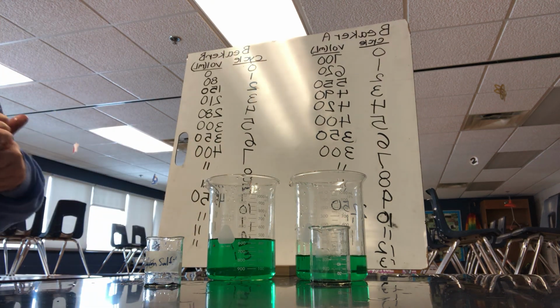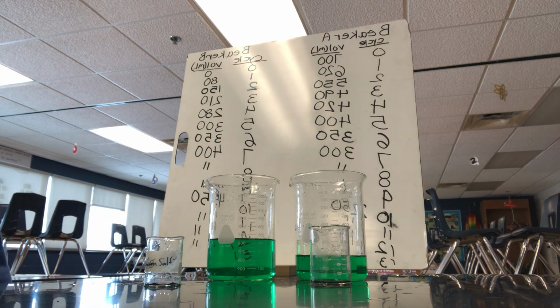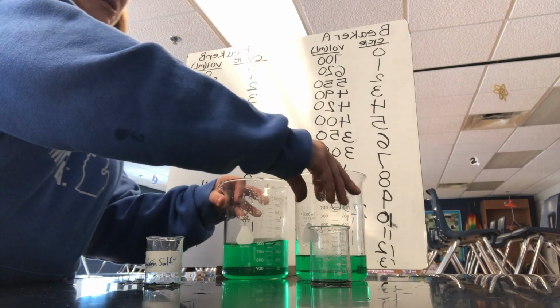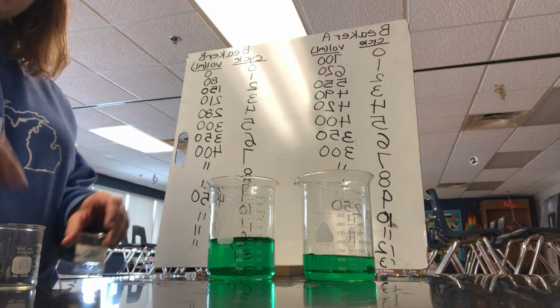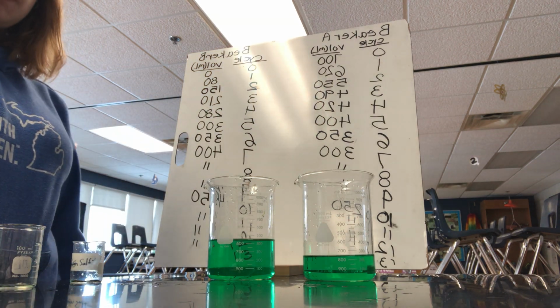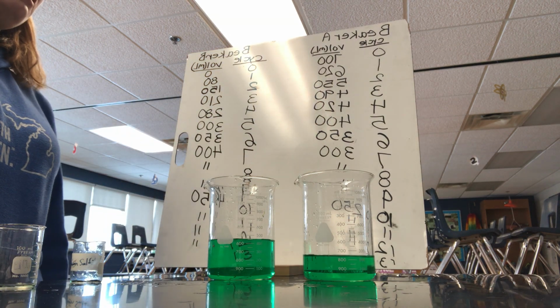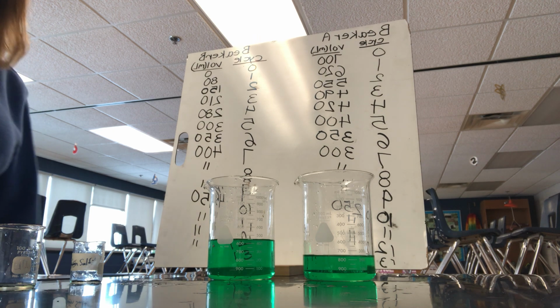All right, so that's our endpoint. It's said to continue until the level of water in A and B are unchanging for at least 4 cycles. So we got to our 4 cycles. So you can see our 2 different beakers, beaker A and B. And again, I will give you a close-up of the data table in just a second.